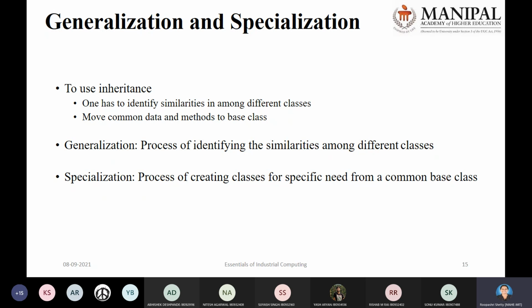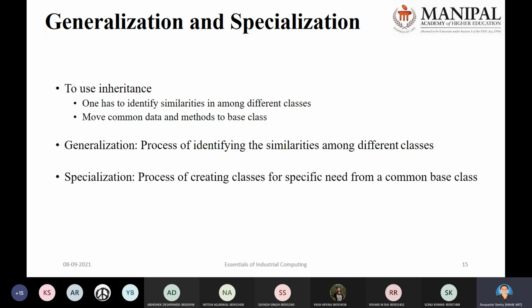So the class which is identified after generalization is called the base class. Fine. So you find out the generalization first, that is, you group the similar attributes, the similar features of all the classes, and that becomes a base class. Fine. And the classes over which generalization is made are called the derived classes.